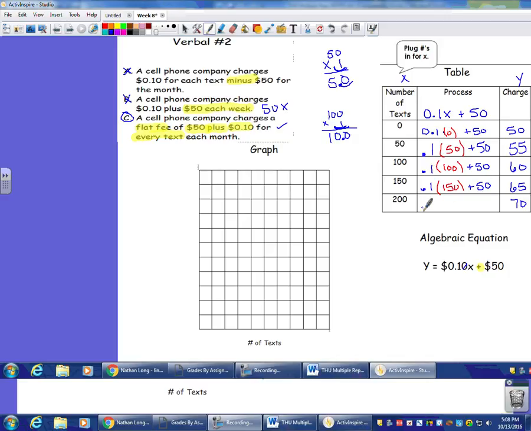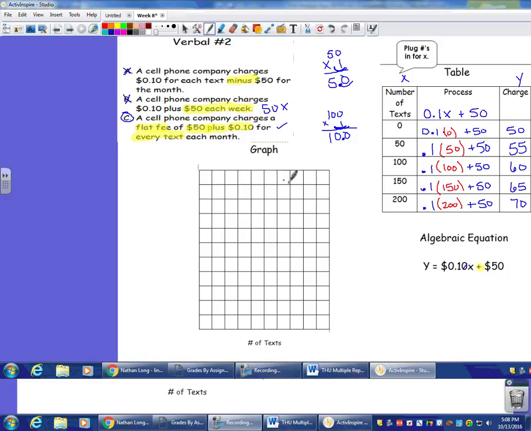And I'm going to do 0.1 times 200 text messages. And if I sent 200 text messages, that means I am going to have to spend $70. Now that's not how it is nowadays, but back when I was in middle school, I had to pay for text messages, and that's about how much we had to do.